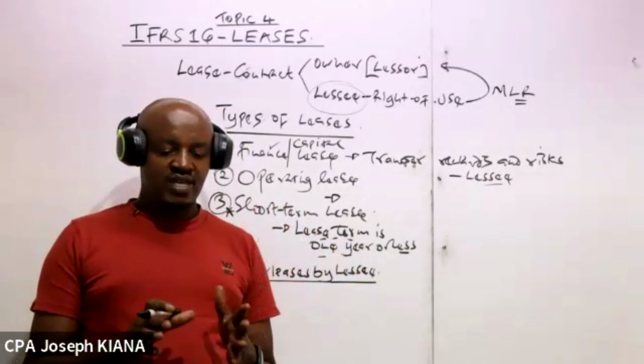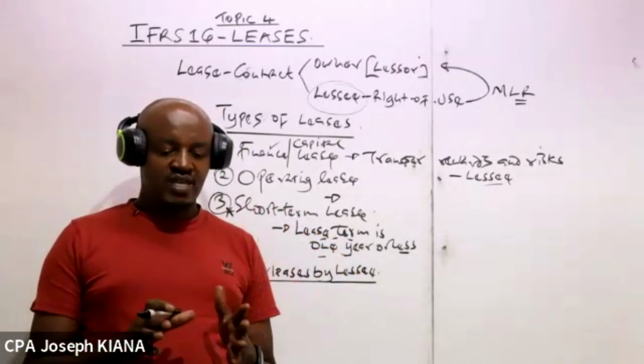So which are those particular exemptions? The two exemptions. One is in case of what we call the short-term lease. Basically, if, for example, you are a company and you have leased an asset for a period of 1 year or less, you are exempted from recognizing the right of use asset and the lease liability. You don't have to recognize that.